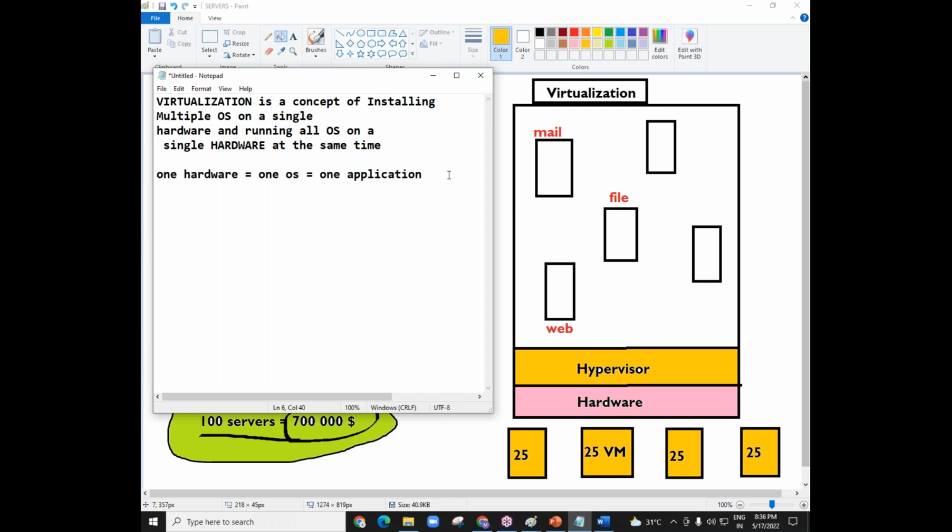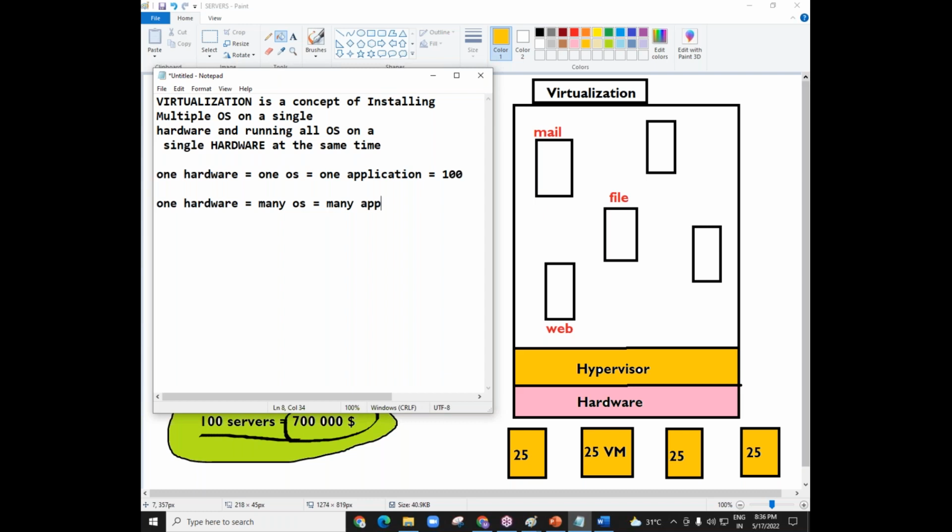So if you need to run 100 applications, how many servers do you need to take? 100 servers we need to take. Now in virtualization, what happens? One hardware, many OS. Many OS means many applications. That's a very interesting idea, right? One hardware, many operating systems, and many operating systems obviously means many applications.